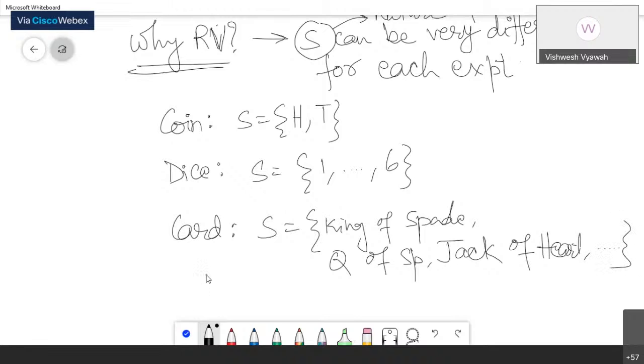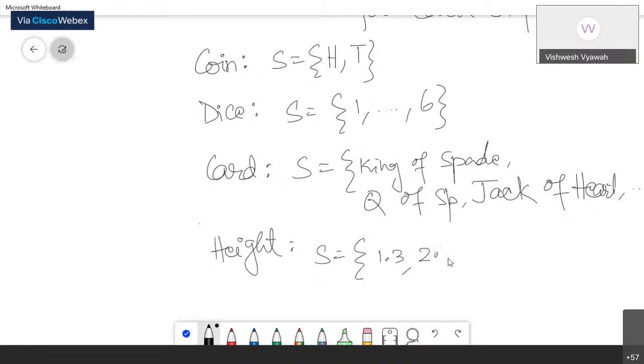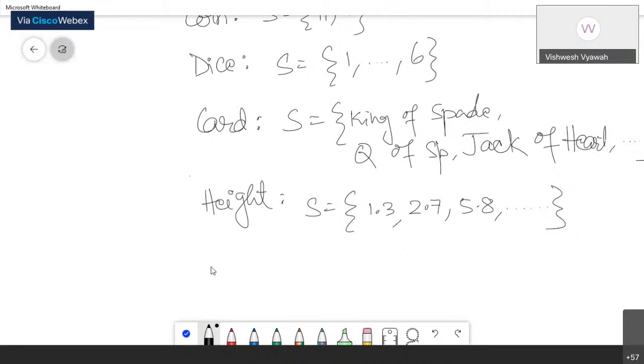If you take another experiment, for example, measuring height, S will have some numbers: 1.3, 2.7, 5.8 and all those things. Or let me give an example where there are physical elements present in a sample space or hypothetical elements present in a sample space. For example, let's say you try to find out the phasor of voltage.